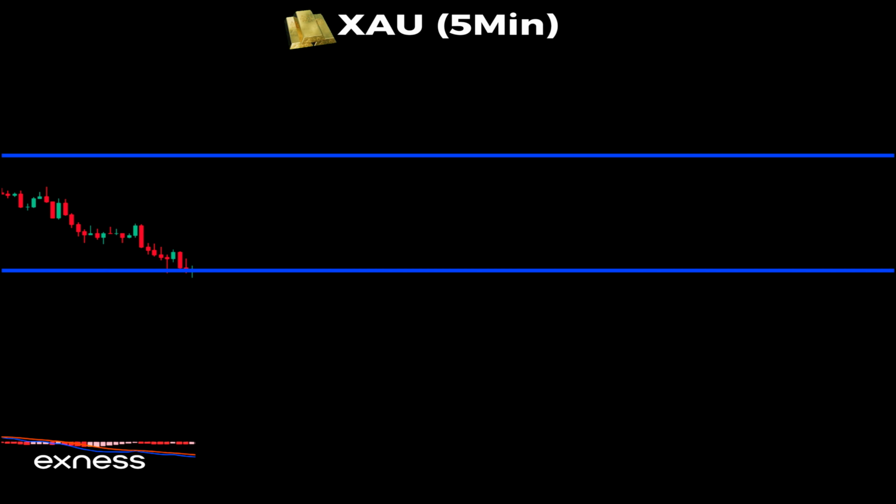So my first trade was on gold. I'm watching the 5-minute chart. So as we can see, price starts pushing down toward the range low and breaks below it. And here's the key. The candle actually closes below, not just a wick, a full close.